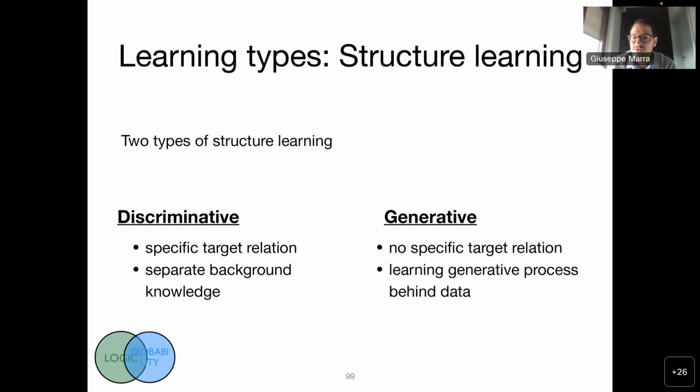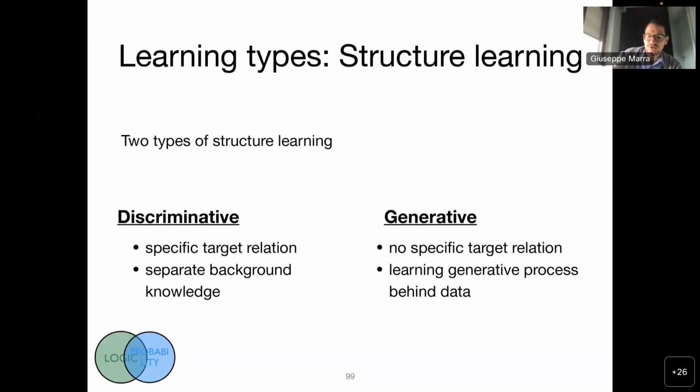This is counterposed with the generative model, where you are interested in the whole data generation process. So you don't have a specific target relation, but you want to learn how all the relations are related to each other. So you want to be able to predict any relation in your data set.